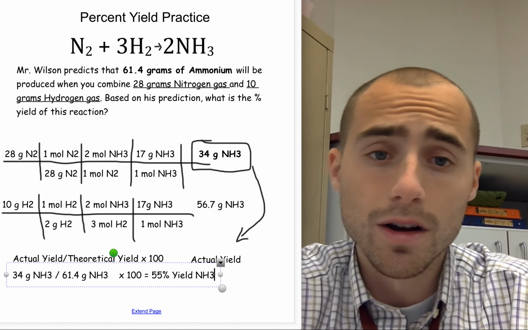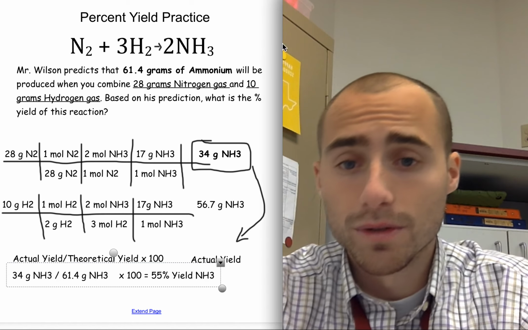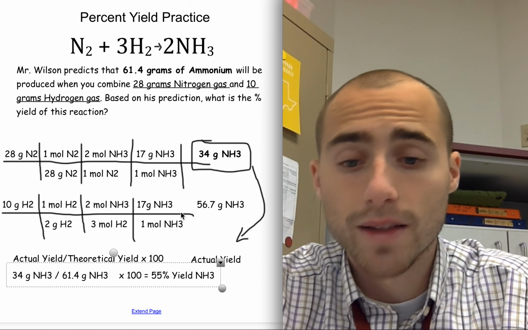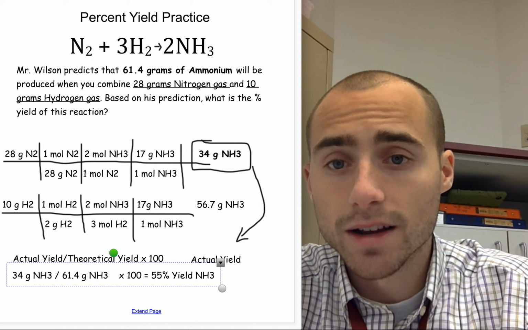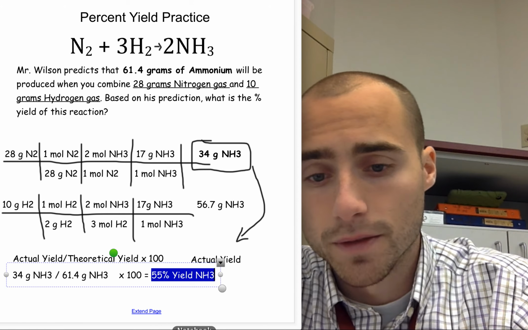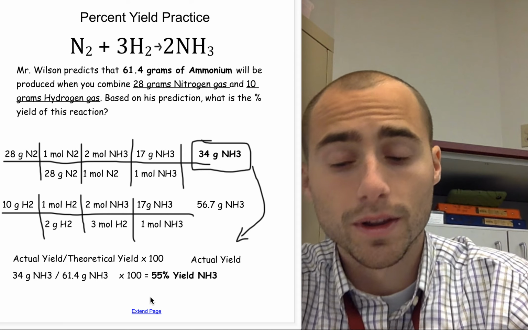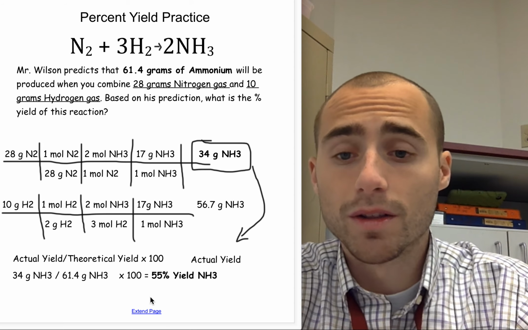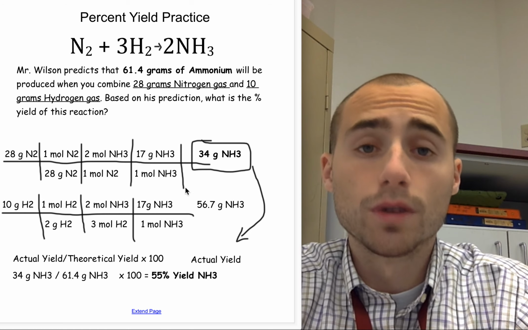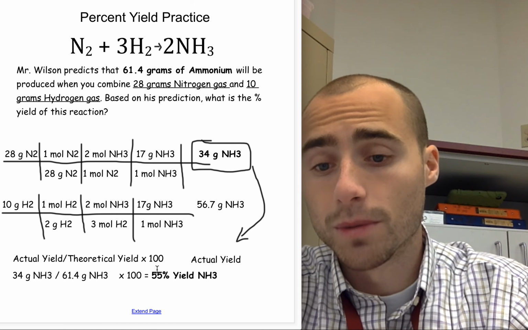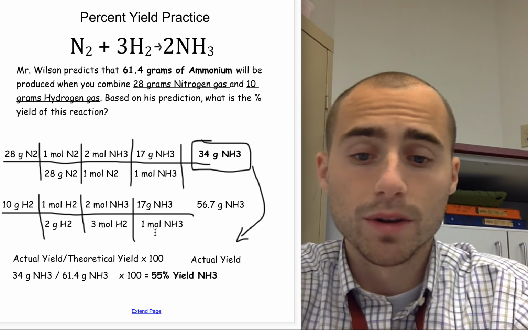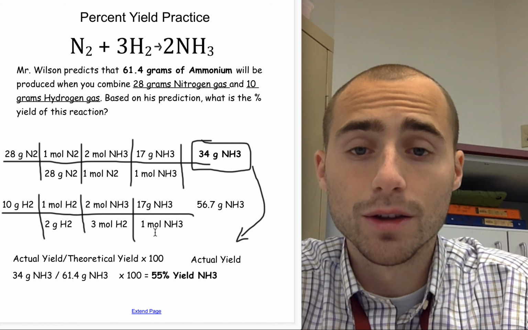So based on Mr. Wilson's predictions, this was my theoretical yield, and this is how much our limiting reactant actually allowed us to produce. Our percent yield for this problem right here would be 55%. Now, like I said, that's typically going to be a longer process because you have to work all this out on your own. You should still go ahead and show your work so you remember, and then you do the actual yield divided by theoretical yield times 100, and you get a 55% yield of ammonia.